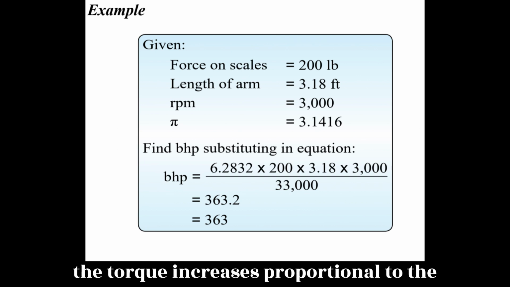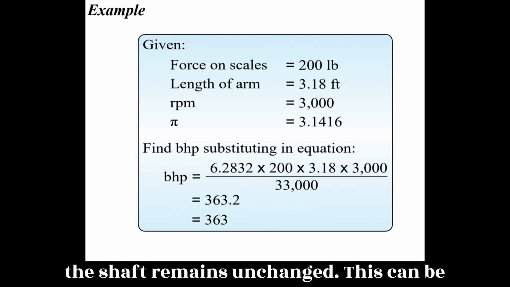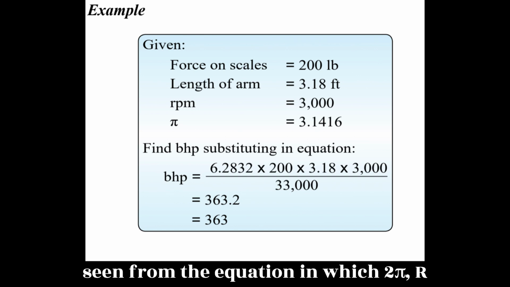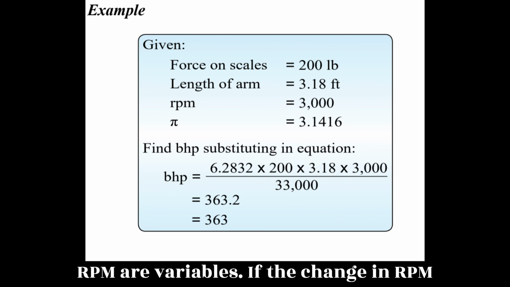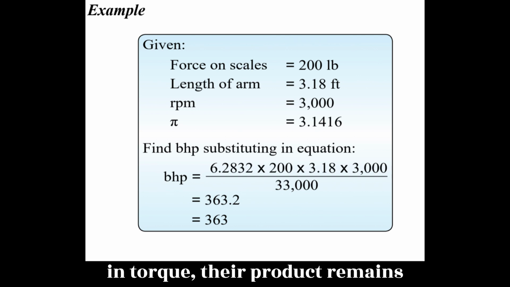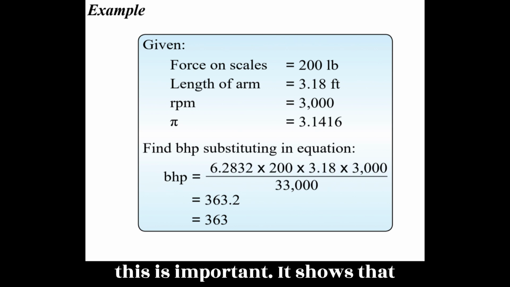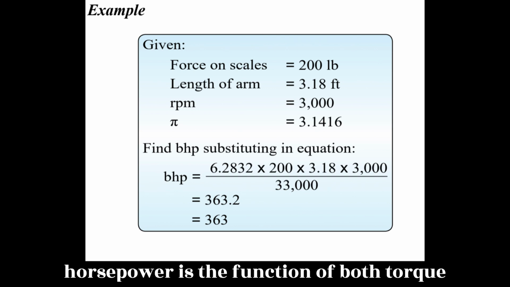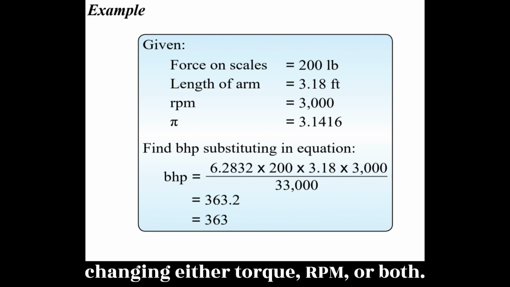As long as the torque increase is proportional to the RPM decrease, the horsepower delivered at the shaft remains unchanged. This can be seen from the equation in which 2 pi r and 33,000 are constants and torque and RPM are variables. If the change in RPM is inversely proportional to the change in torque, their product remains unchanged, and BHP remains unchanged. This is important. It shows that horsepower is a function of both torque and RPM, and can be changed by changing either torque, RPM, or both.